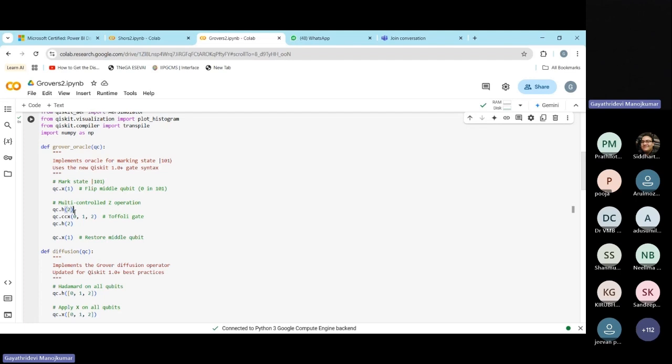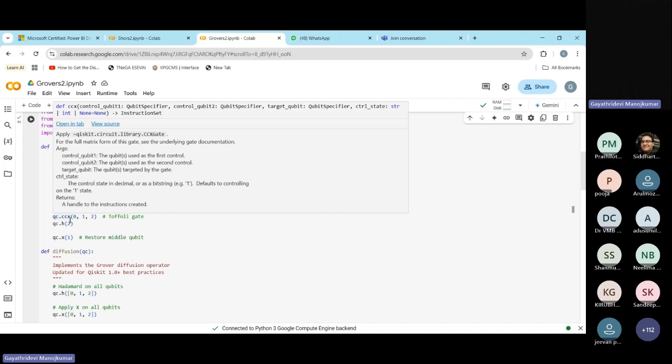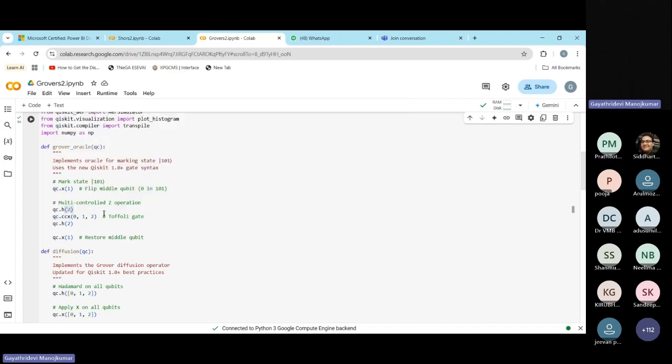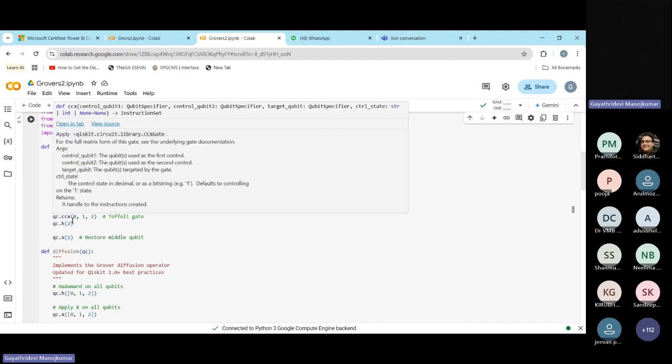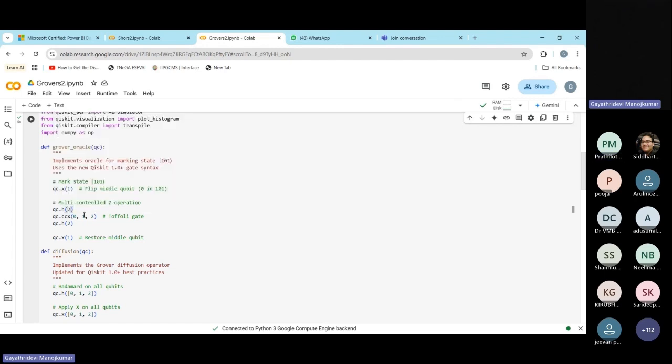That is on qubit 2. We are applying the Hadamard gate and transforming the Z operation into a phase flip. Then we are using a CCX. The CCX is nothing but the Toffoli gate. It is similar to an AND gate in classical computing. This is used to apply the controlled Z on ket of 111.